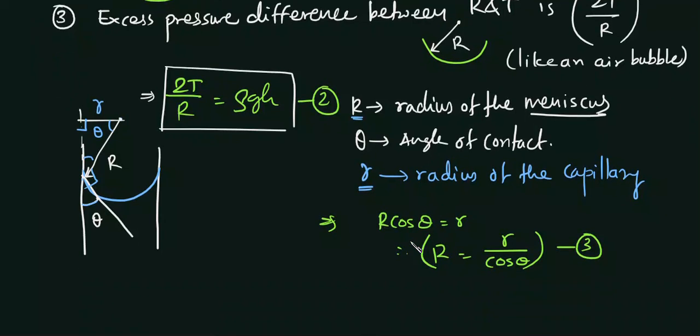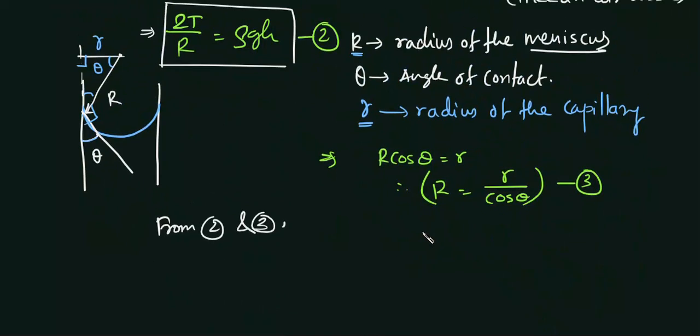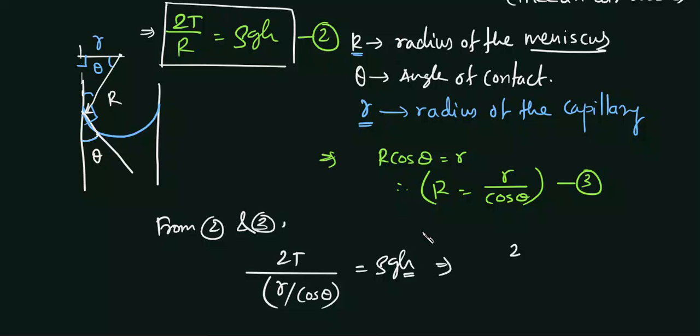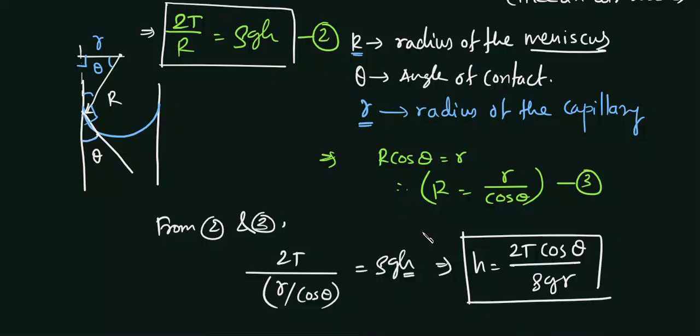What I will do is put this value of capital R into this. From 2 and 3, what can I write? 2T divided by r divided by cos theta is equal to rho gh. And from this, if you want to find this h, it will become 2T cos theta divided by rho g r is equal to h. And this is the expression for rise or fall, for both rise and fall.